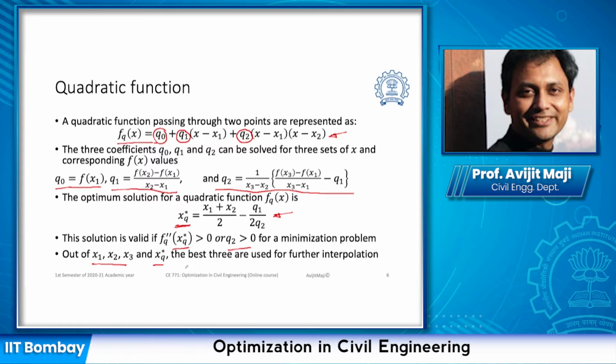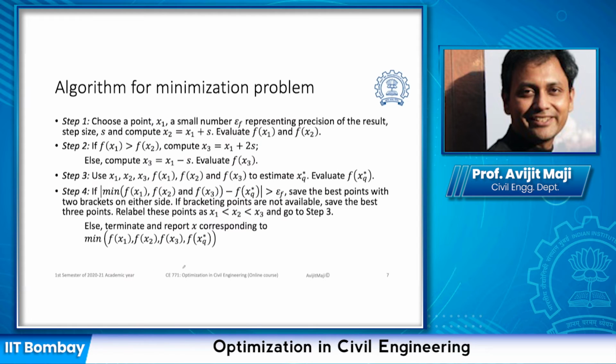If the best solution is at one edge, then we can store the best 3 solutions and move forward. So let's look into the algorithm of the quadratic interpolation method.